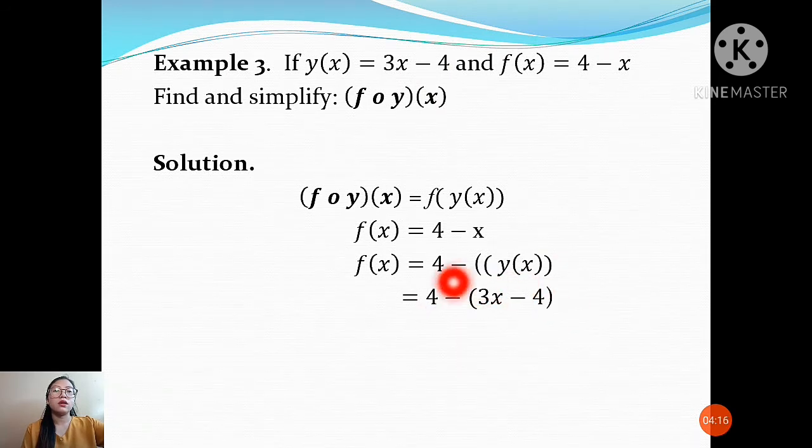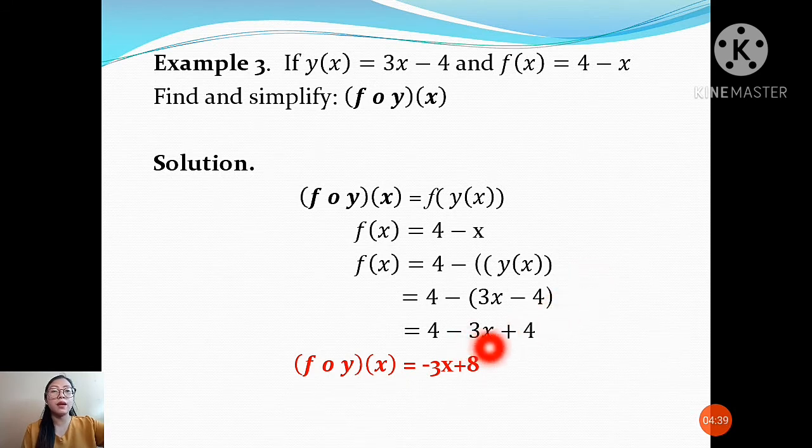So that's why this is the result. Then we can now simplify. We have to distribute this negative. Negative times 3x is negative 3x. Then negative times negative 4 is positive 4. Next is combining like terms. So for the final result, it is negative 3x plus 8, because 4 plus 4 is 8. So the answer for f composed with y of x is negative 3x plus 8.